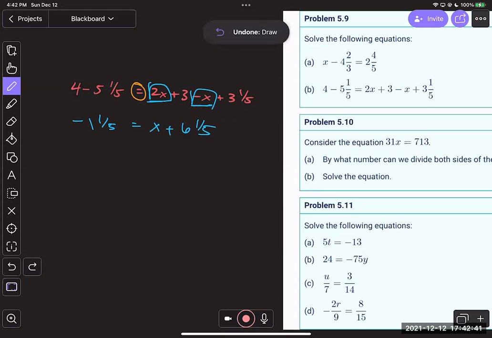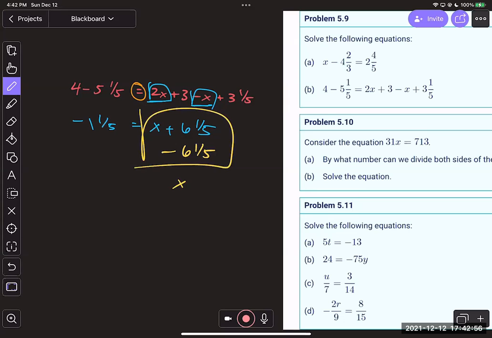1 minus 1 equals 0, right? If you're adding 1, you have to subtract 1 to get rid of it. So same idea: if you're adding 6 and 1/5, you need to subtract 6 and 1/5 to get rid of it. Does this part make sense? That is how you make this x alone. Does that make sense? Okay.